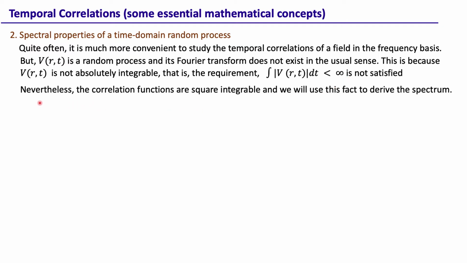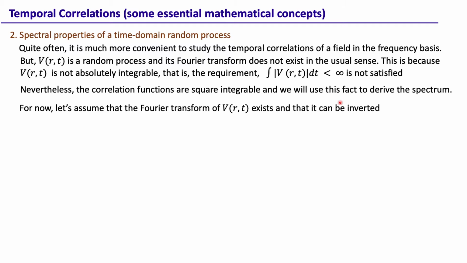But we just use the fact that even though this function is not absolutely integrable, the correlation functions are actually square integrable, and this fact is used to derive the spectrum and study the random process in the frequency domain. So, here we will just assume that the Fourier transform of the signal actually exists and that it can also be inverted. Again, I am pointing out that because this is a random process, the Fourier transform does not exist in the usual sense, but there is a way, in the sense of generalized function theory, in which one can show that there is a transform that exists, but again we do not go there.